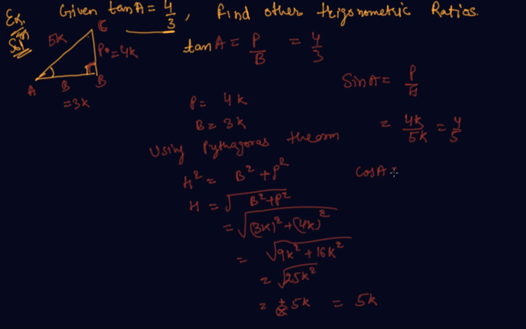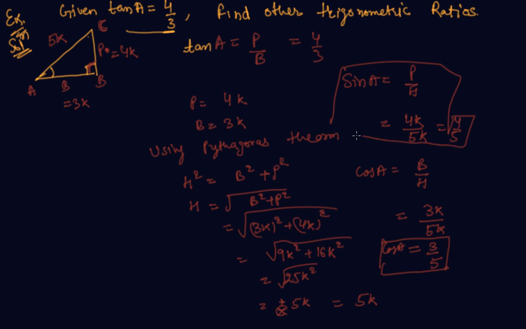And similarly for cosine of A, it is base by hypotenuse. So we know the value of base is 3k and the hypotenuse is 5k. So what we are getting is 3 by 5. So cos A is 3 by 5 and sine A is 4 by 5. So I am writing here again: sine A is 4 by 5, cos A is 3 by 5 and tan A was given to us as 3 by 4.